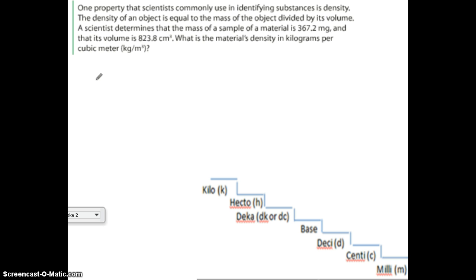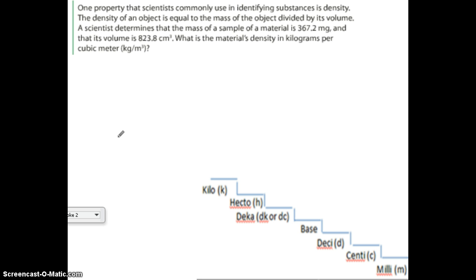So one property that scientists commonly use to identify substances is density. The density of an object is equal to the mass of the object divided by its volume. A scientist determines that the mass of a sample of a material is 367.2 milligrams and that the volume is 823.8 centimeters cubed. What is the material's density in kilograms per cubic meter?